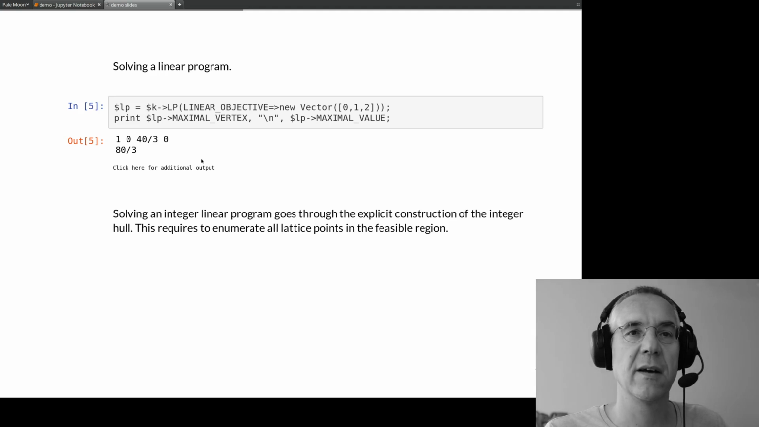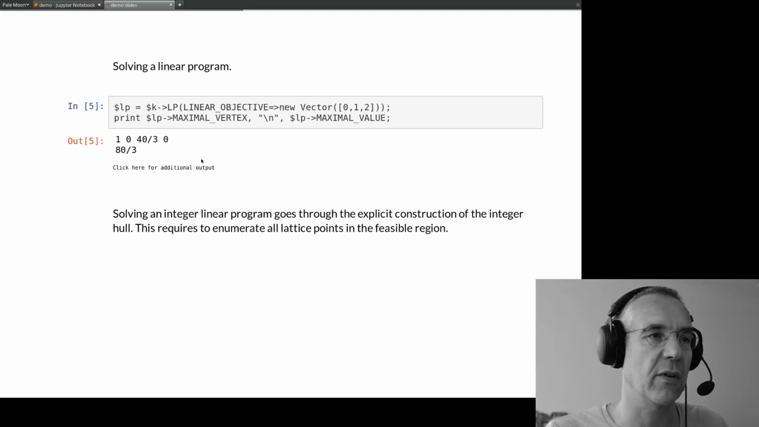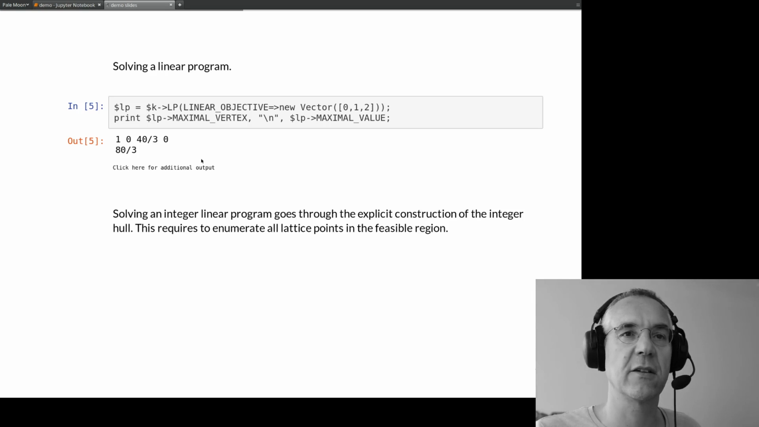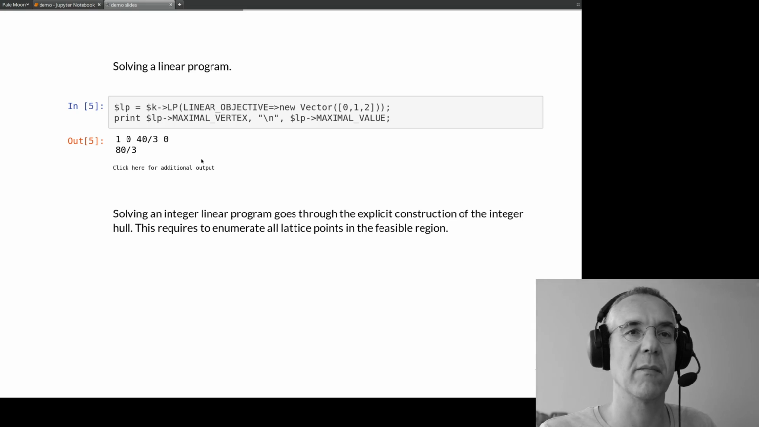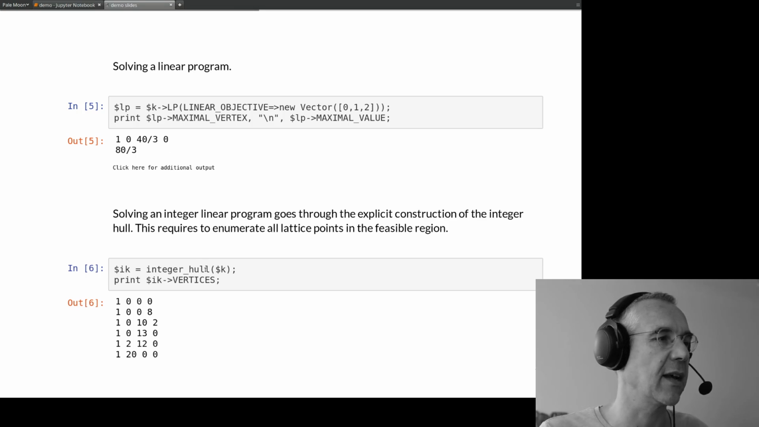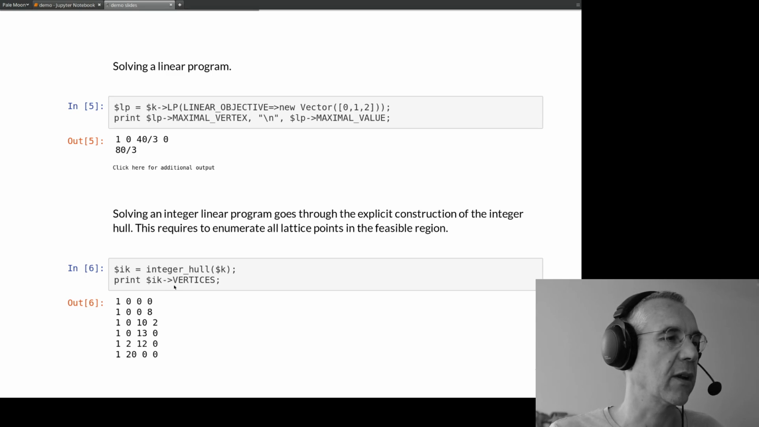But here, the more natural thing to do for us is to explicitly construct all integer points and define an integer linear program as a linear program over the integer hull. All right, and so here's what you do. You compute the integer hull. That's a standard function. For instance, you could look at the vertices. It just defines another polytope.